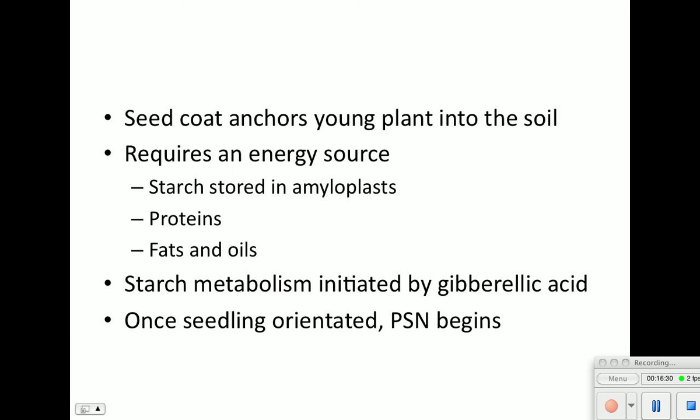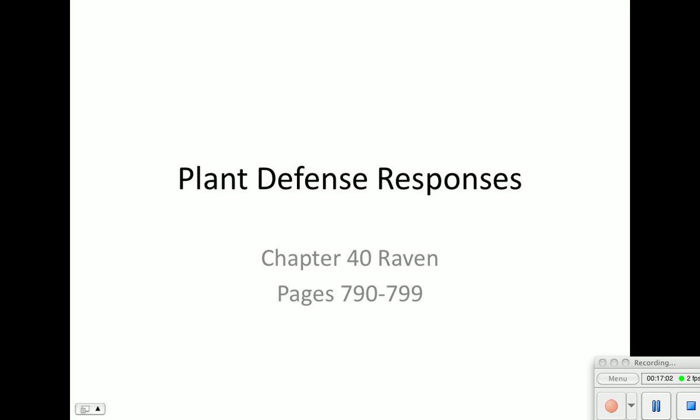We have starch metabolism initiated by a plant hormone called gibberellic acid. Gibberellic acid aids in plant elongation. So if you were to apply gibberellic acid to your growing pea plants or tomato plants or any type of plant, you would see not immediate, but definitely a taller plant compared to those that were not exposed to gibberellic acid. And then obviously once that seedling has been orientated, where it knows what's up, it knows what's down, and it has sunlight, photosynthesis can begin.